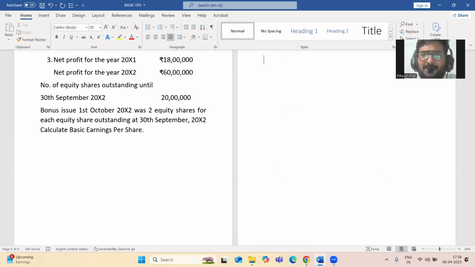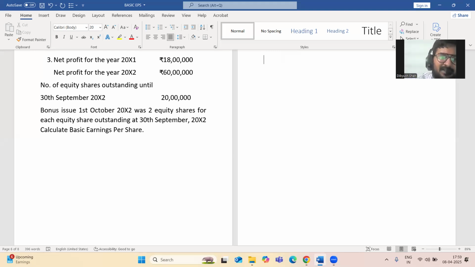Next questions are for dilutive. We will solve it after I teach diluted earnings per share. Net profit for the year 2001, 18 lakhs. Net profit for the year 2002, 60 lakh rupees. Number of equity shares outstanding until 30th September, 20 lakhs. Bonus issue happened 1st October 2002. 2 equity shares for each equity share outstanding at 30th September. Calculate basic earnings per share.